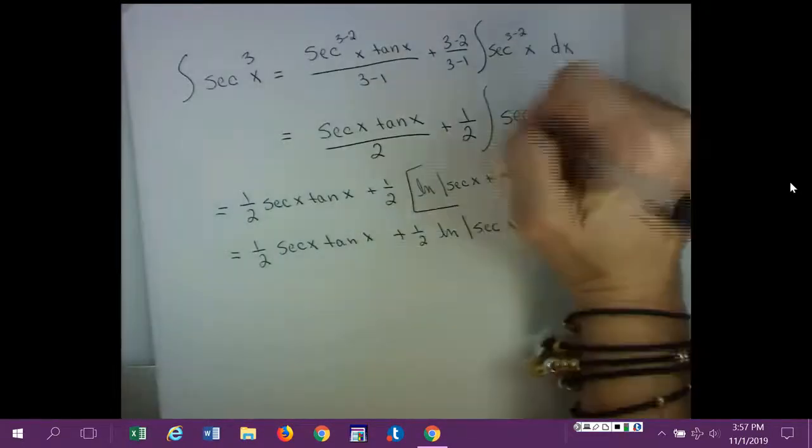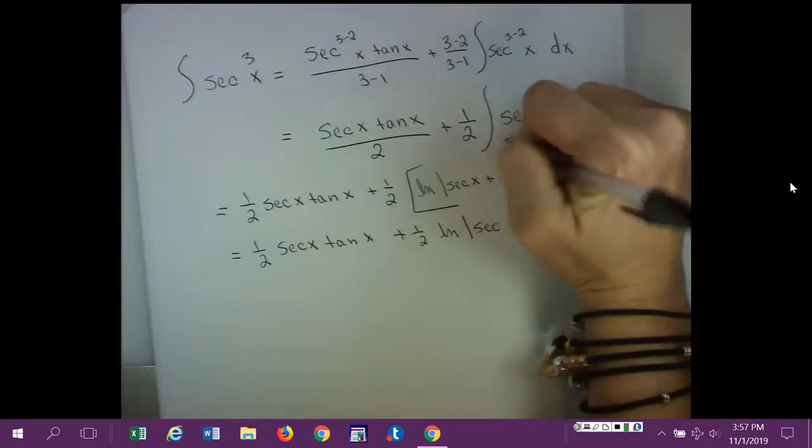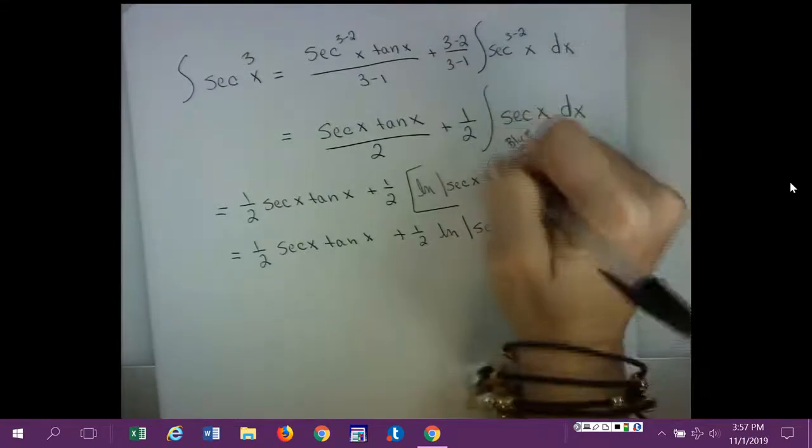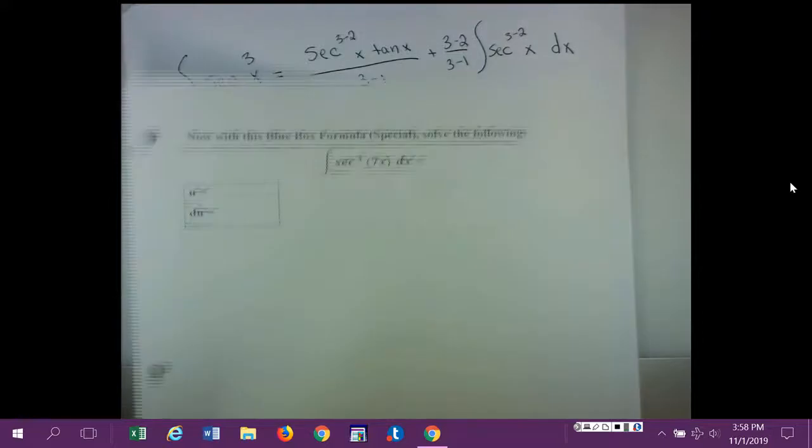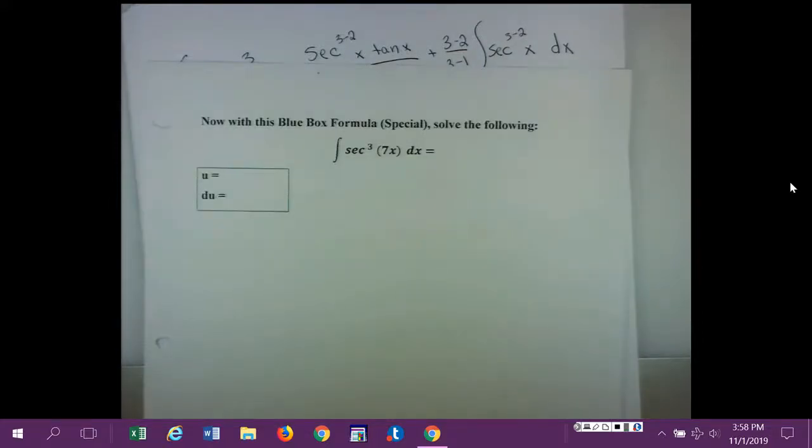So again, this one was a blue box special for us to be able to go directly to this step, and it made the proof of secant cubed that much easier. So you can use blue box formulas to prove other blue box formulas. Now, something that's test worthy would be this particular question: secant of 7x quantity cubed.